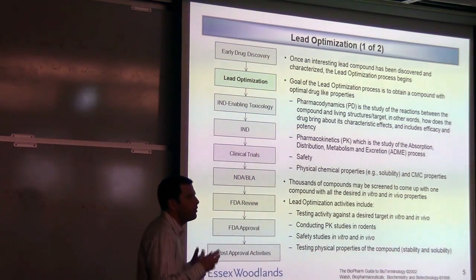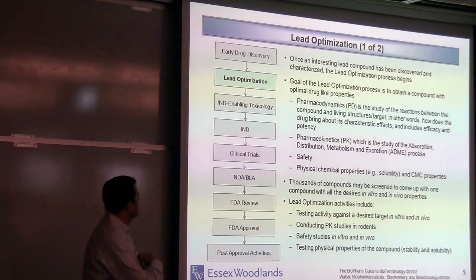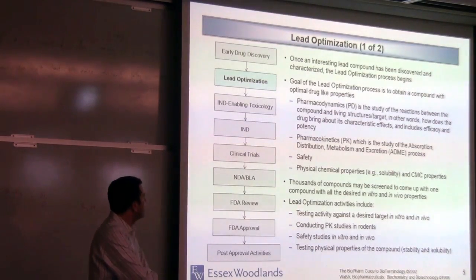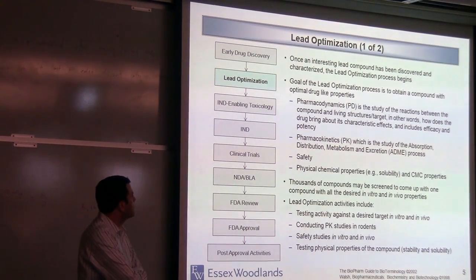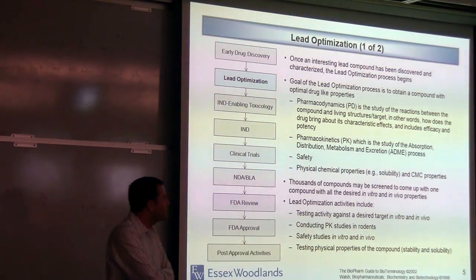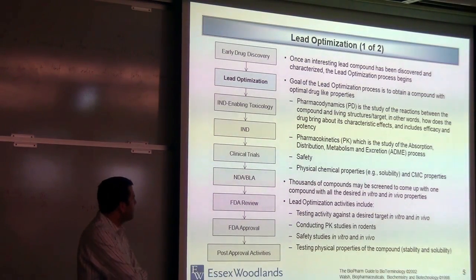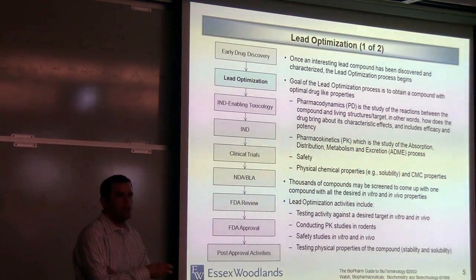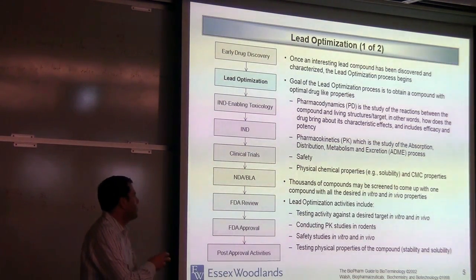So you've discovered this compound, and now you're going to start optimizing that compound. And what you're doing here is you're looking to obtain a compound that can be your drug candidate. And so your pharmacodynamics, you want good PD, how does this drug bring about its characteristic effects? So here you're looking a lot about efficacy and potency. Your pharmacokinetics, your ADME, so your absorption, distribution, metabolism, and excretion. You're looking at safety, and you're looking also at your physical chemical properties. And here you're really focusing on, is this a drug that you can manufacture? Can you manufacture it at scale? Will it have stability, solubility? So you're really looking for the good drug-like properties.